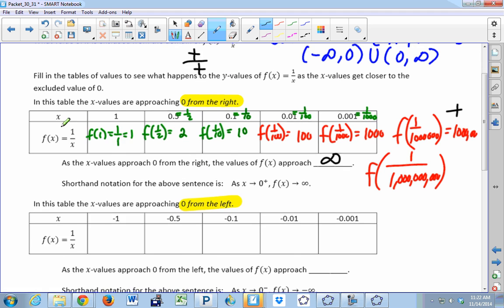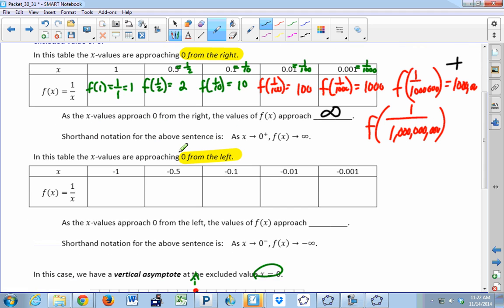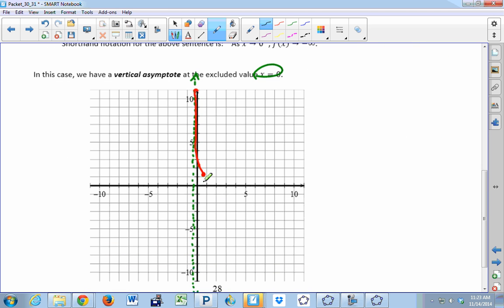All right, let's take a look at the other way. What do you think is going to happen when I come in from the left? Here's my function, f of x equals 1 over x. My numerator is positive, and what's the sign of all my x values now? If I'm coming in from the left, I'm picking x's to the left of 0. Negative. So when I divide a positive by a negative, what's the sign of my function value going to be? Negative.